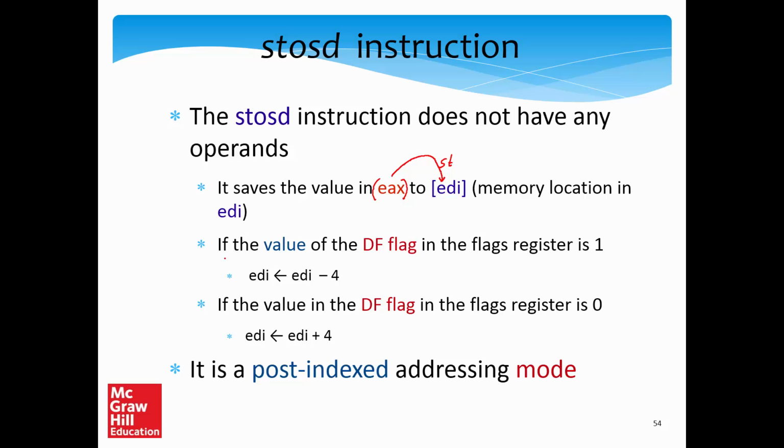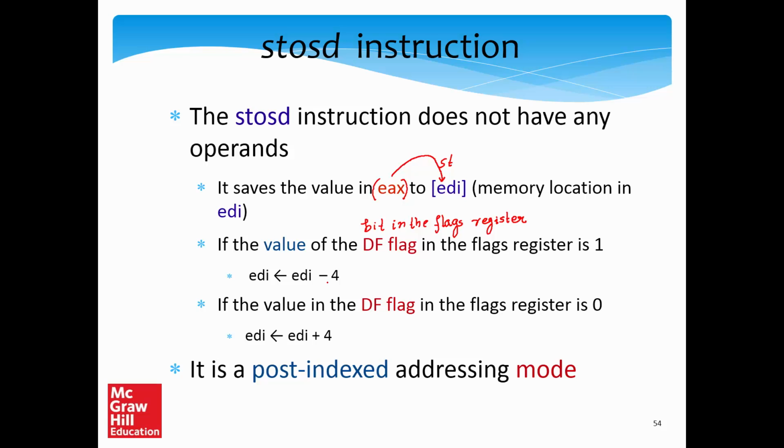Now, in the flags register there is the DF bit. If the value of the DF bit in the flags register is set to 1, what the stosd instruction subsequently does is that it will subtract 4 from the EDI register, because we are considering a 32-bit instruction set. If the value in the DF flag is 0, instead of subtracting 4, it will add 4 to the EDI register.